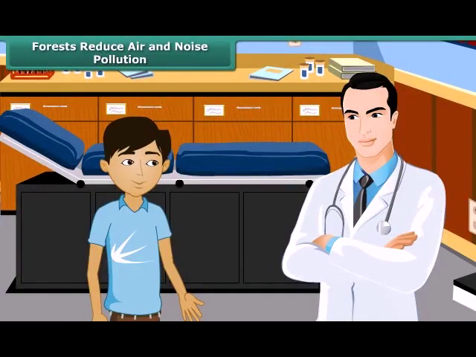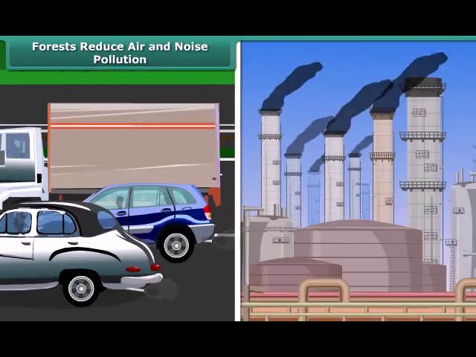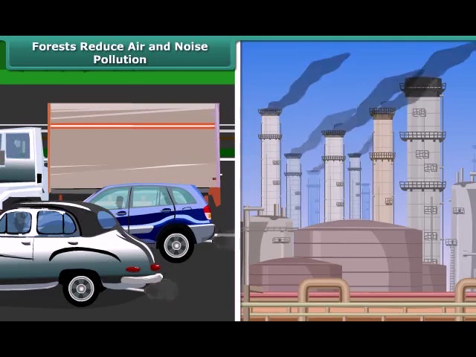Adil is at a clinic. He complains of itchy sensation in his eyes and an irritation in his throat. The doctor attributes the symptoms to pollution. The smoke and poisonous gases emitted by vehicles and factories are the cause of such symptoms as experienced by Adil.